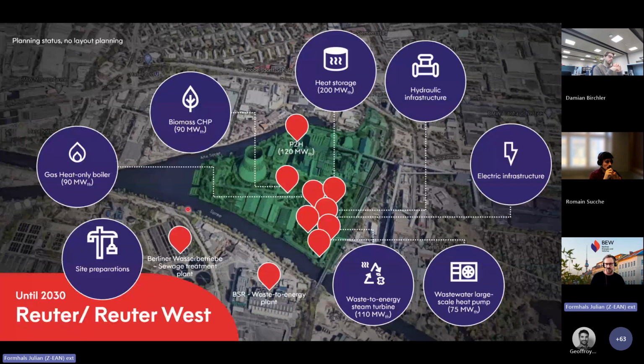You see we have a biomass CHP, which is under construction. We have the heat storage, which is already constructed and in operation, a waste to energy steam turbine, which is upgraded to have a higher capacity using the heat of the waste incineration plant on the other riverside, and a large wastewater heat pump, which uses heat from the wastewater of the plant on the other Spree side as well.